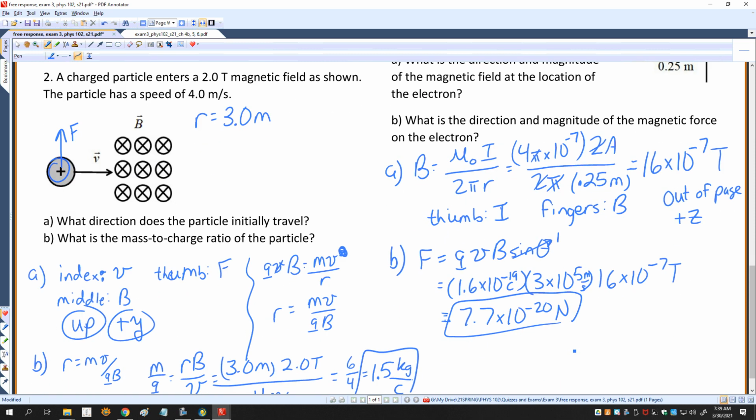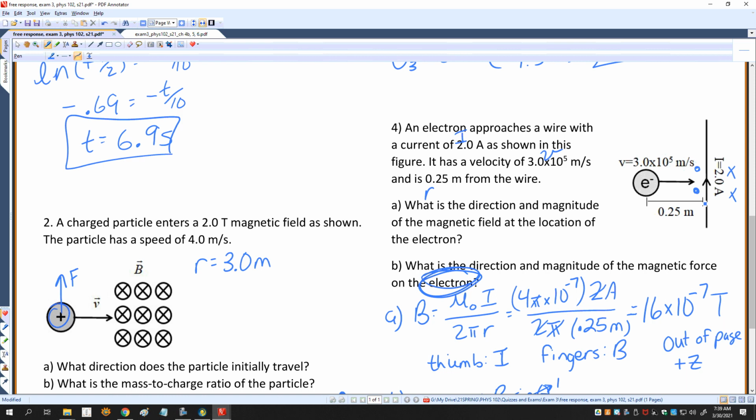So we're going to use the third application of the first application. Our index goes in the direction of V, our middle goes in the direction of B, and our thumb gives the direction of the force, which is what we want. We also need to recognize that this is an electron. Hopefully you made a note of that, that if I have that electron, it's going to change the direction.